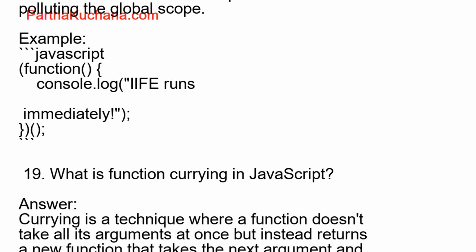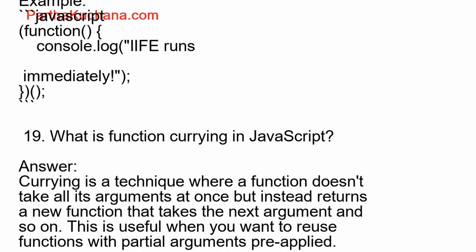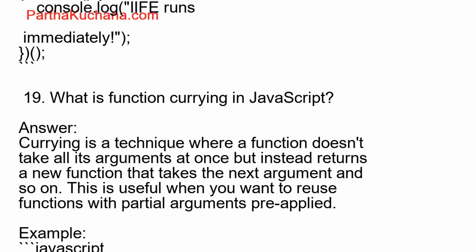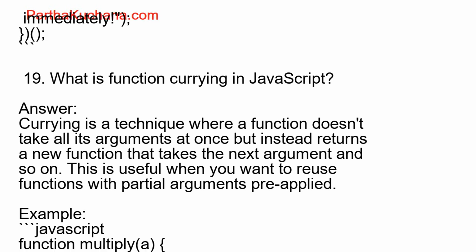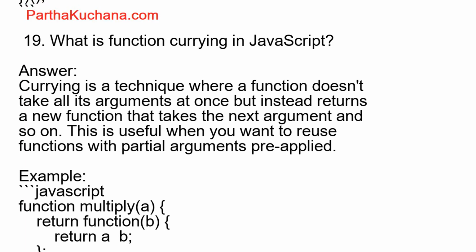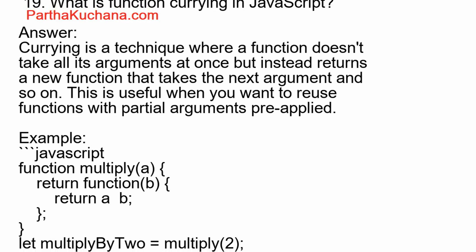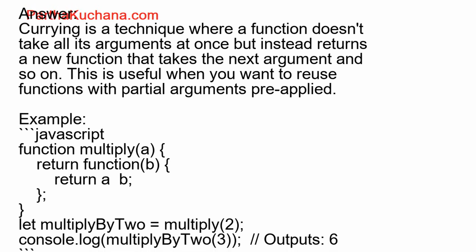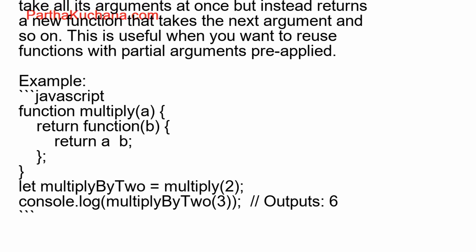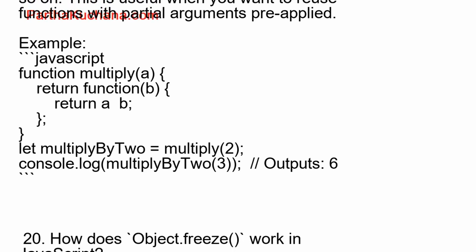20. How does Object.freeze work in JavaScript? Answer: Object.freeze makes an object immutable. Once an object is frozen, you cannot add, modify, or delete any properties of that object. Example, JavaScript: let obj = {name: 'Alice'}; Object.freeze(obj); obj.name = 'Bob'; // this will fail silently in non-strict mode. console.log(obj.name); // outputs Alice.